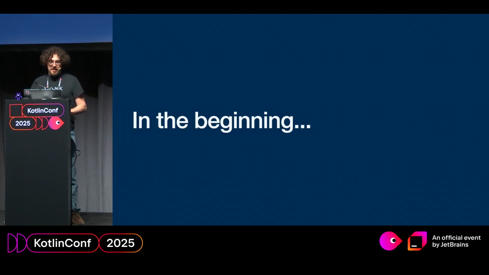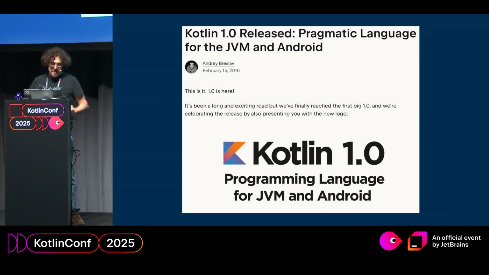So let's talk about where it all came from. And I like to reminisce a little bit. I've been doing multi-platform development since pretty much day one. And it's always fun for me to look back on where it all started. And this story starts with the introduction of Kotlin. So in February 2016, Kotlin reached 1.0.